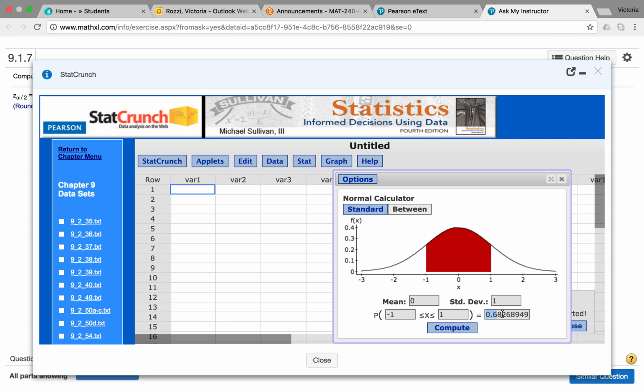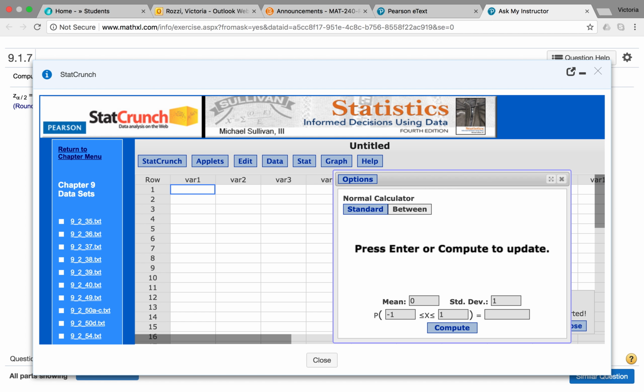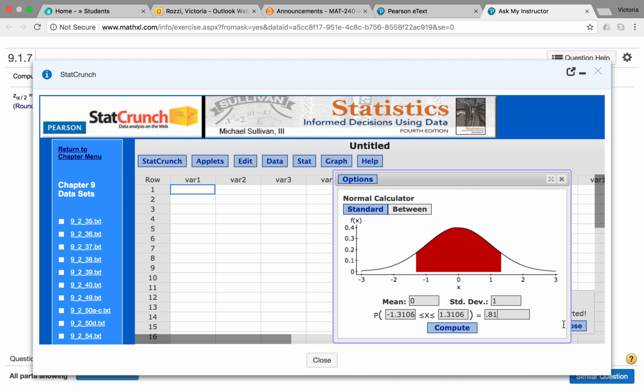So I'm going to clear this out, and type in 0.81. And it gives me two z-scores: -1.3106 and positive 1.3106. You would always go ahead and write down the positive value, and we round to the hundredths place, which is 2 decimal places. So that's how we got the 1.31.